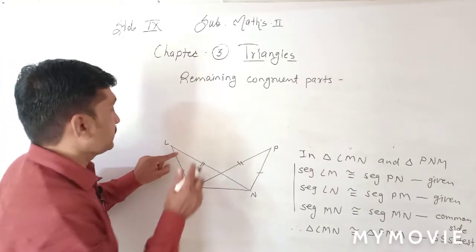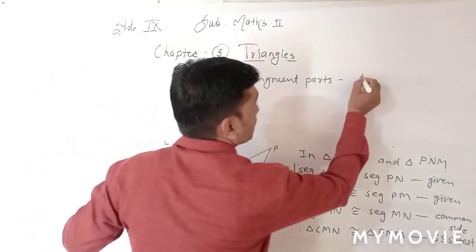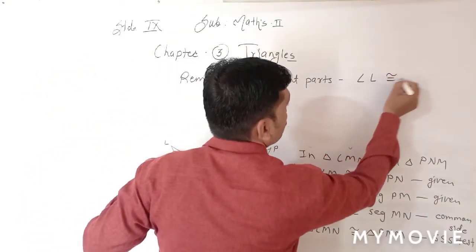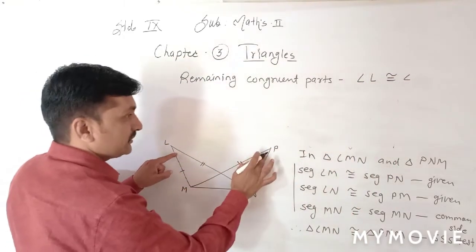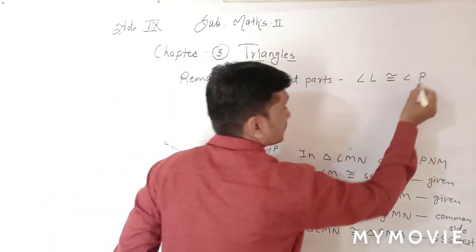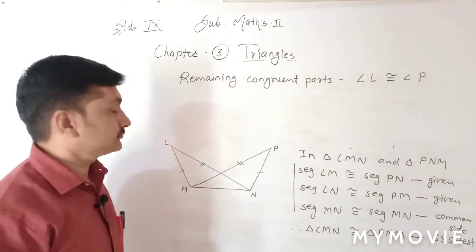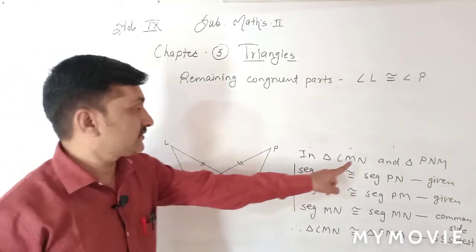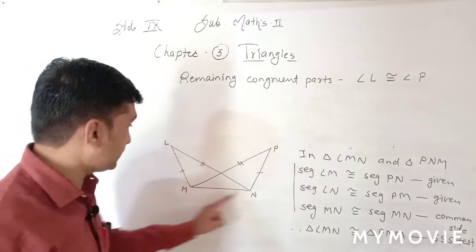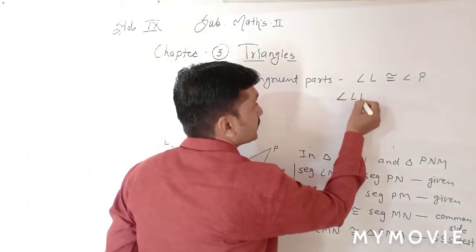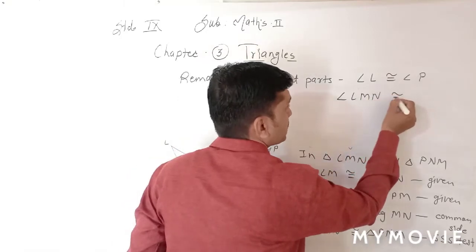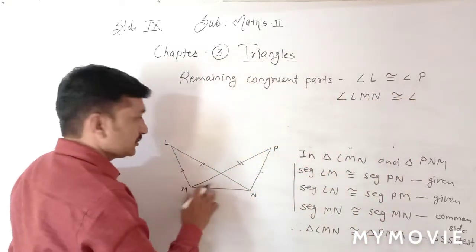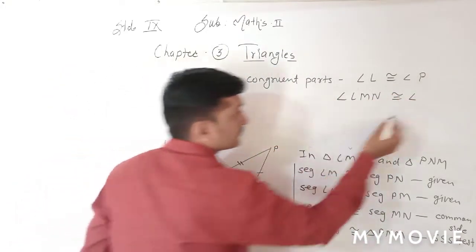Corresponding angles: angle L is congruent with angle P. Then second, M, but we write 3 letters, angle LMN. Here I write 3 letters: angle LMN is congruent with angle PNM.